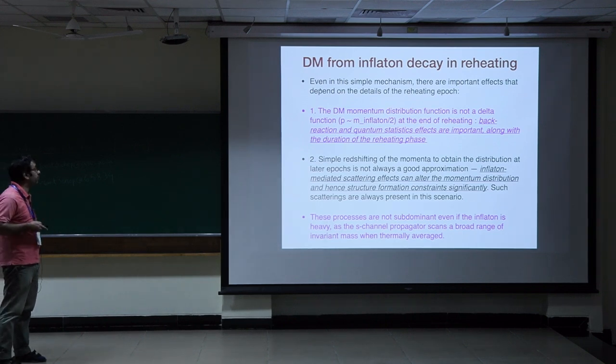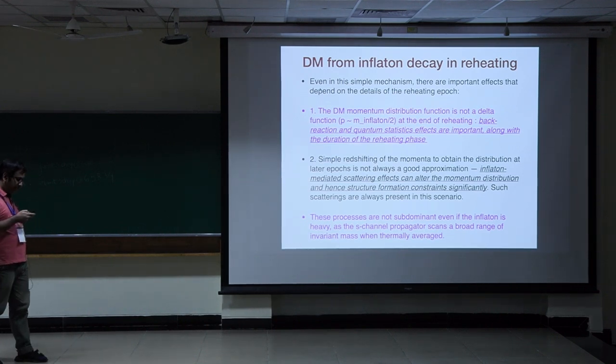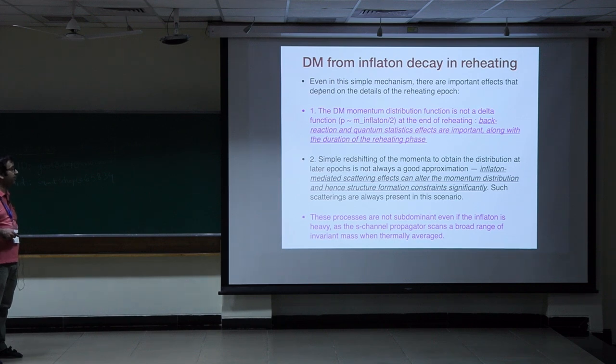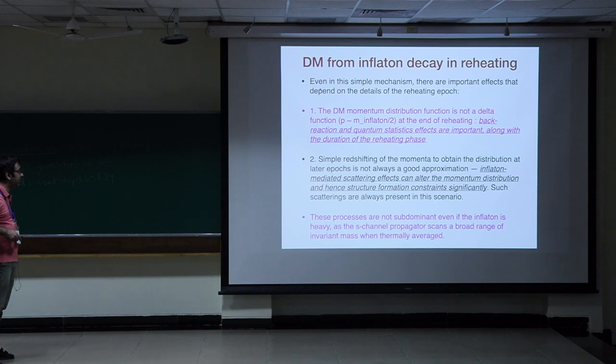And the second point that I want to highlight is that after getting the initial distribution function at the end of reheating, simply redshifting of the momenta to obtain the distribution function at later epochs is also not a good approximation. There will be inflaton mediated scattering effects that can alter the momentum distribution and therefore alter structure formation constraints significantly. And these scatterings are always present in this scenario because the same reheating process populates both the standard model and the dark matter sectors.